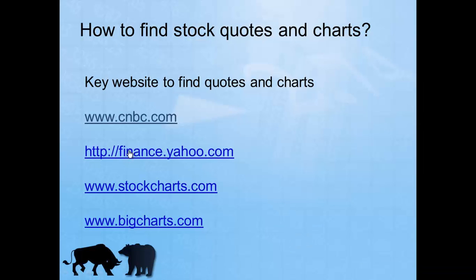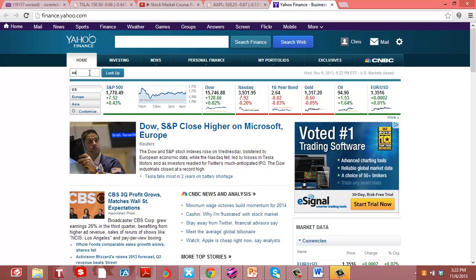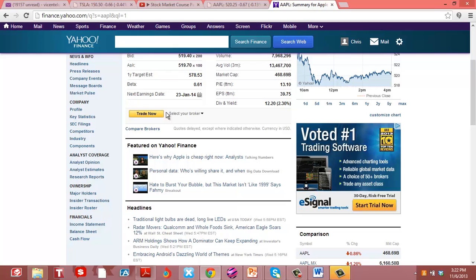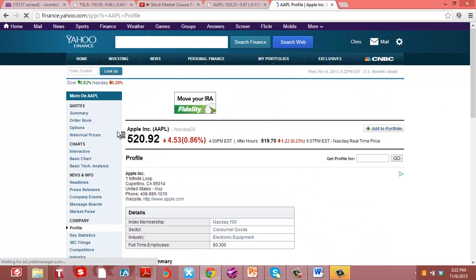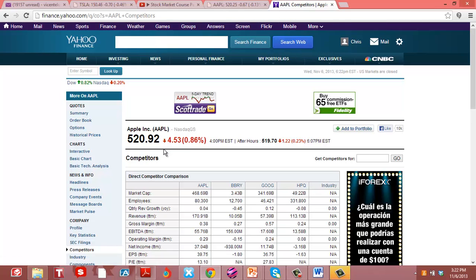Now if we go back to our slides, another key website I like using is finance.yahoo.com. This is a wealth of knowledge. If I put in, say, Apple, on the left-hand side I get the same quote that I get on CNBC, but I can also see, for example, what the company does, the profile. It says where the company is located, their number, how many employees, and what the business does. Sometimes people ask me, what does this company do? I don't know what it does. You go right here and you can find out what it does, where it's located, what sector it's in. You can also see its competitors, so you can see who competes against this firm.